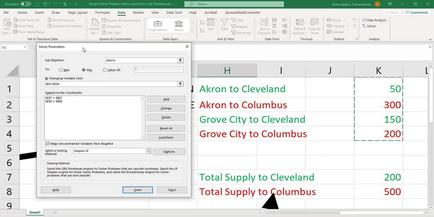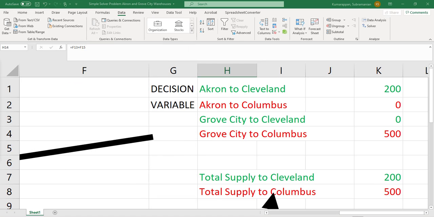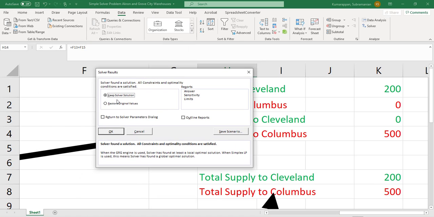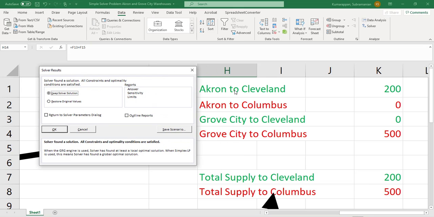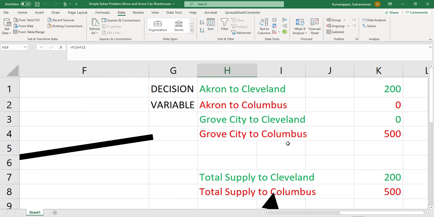The one constraint is that the demand that is in B7 should equal the supply that is K7. Okay. So this is the demand for Cleveland and this is the demand for Columbus. Both have to be met. They are equal to each other. Once you do that, you just click on solve and immediately it tells, hey, you know what? There is a solver solution, and according to the new solution, Akron should sell to Cleveland full 200 units, and Grove City should sell to Columbus 500 units. Okay, so we are just going to say yes, that makes sense.